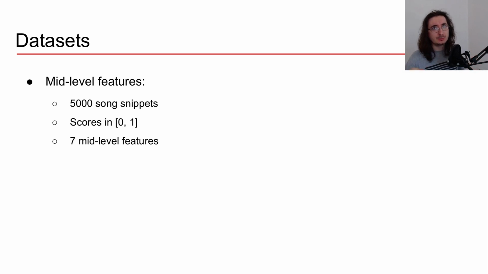They scaled that down by multiplying by 0.1 so that they had scores between 0 and 1. And the mid-level features, the annotations, were for 7 different classes. And these are like the mid-level musical perceptual features that we've just seen.